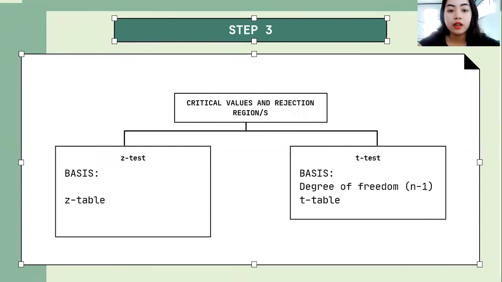For step 3, they differ in terms of computing the critical values and the rejection region. For the z-test, you use the z-table as your basis. However, during the t-test, you need to consider the degree of freedom in your situation. So this is computed as n-1, which is your sample size minus 1. So for instance, if your sample size is 20, you need to subtract 1 to get 19. And using the t-table, you need to locate 19 and whatever tail it falls under. So is it one-tailed or two-tailed?